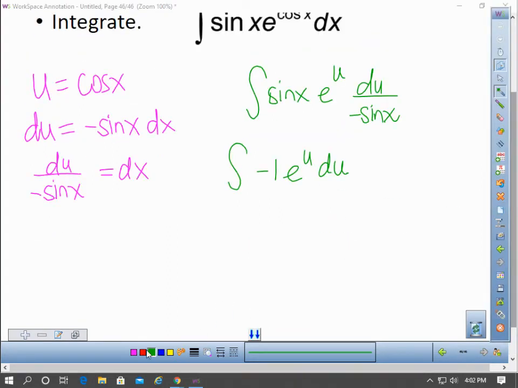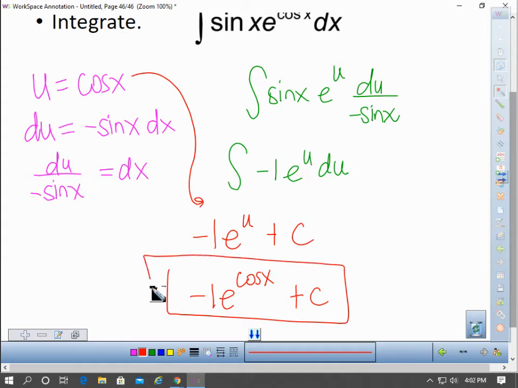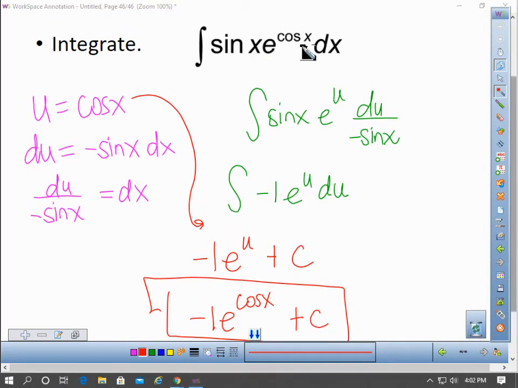So when you do your antiderivative, keep your coefficient. The antiderivative of e to the u in terms of u is e to the u plus c. And then you stick your u back in. So we have -1 e to the cosine plus c. And there's my answer. Again, take the derivative of your answer and you should get the original problem back.